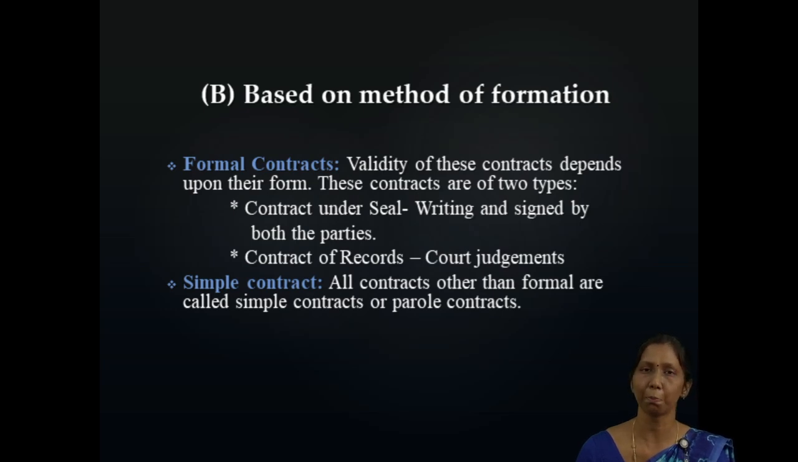So what do you mean by simple contract? Anything other than the formal contract. If it is not sealed, if it is not a court judgment, we can say that is a simple contract. Another name for simple contract is parol contract. So these are the two methods based on formation.